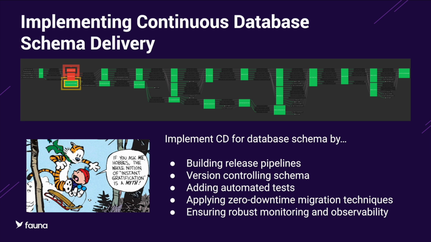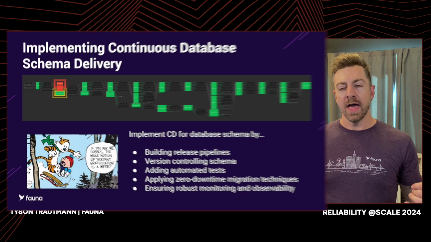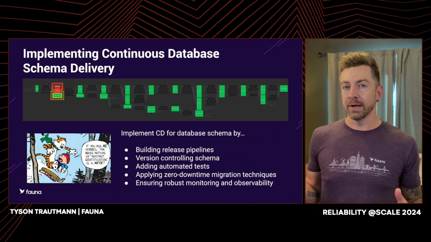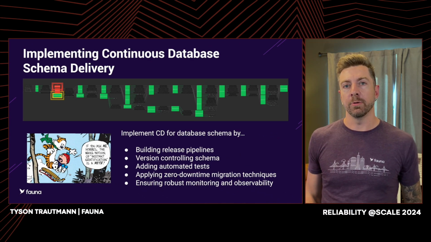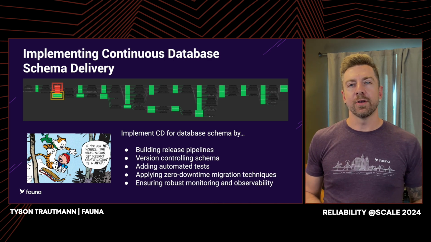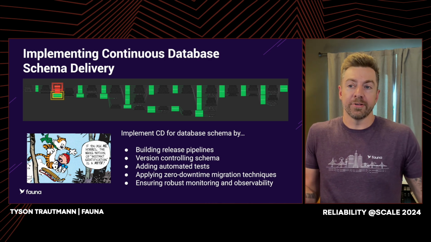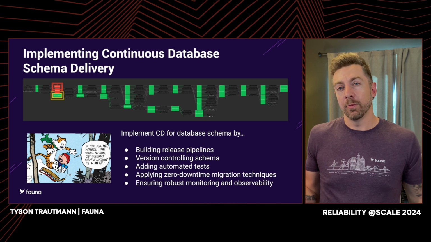The first is building release pipelines for database schema. And I want you to start thinking through this lens of seeing everything that goes to production as a pipeline. The reason is a pipeline is a set of programmatic, repeatable steps that also gives you a good place to plug in automated validation as part of that release process. And so what you're actually looking at on this slide is a pipeline that we use at Fauna.